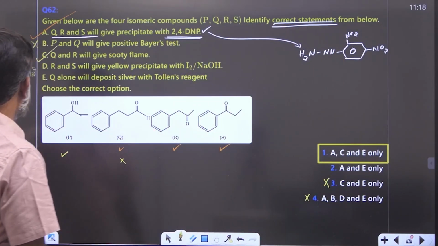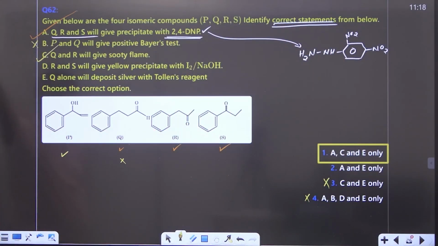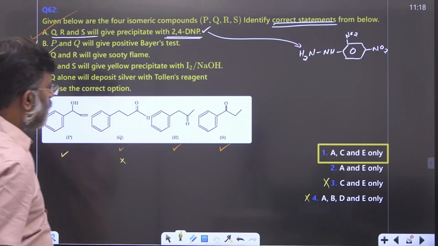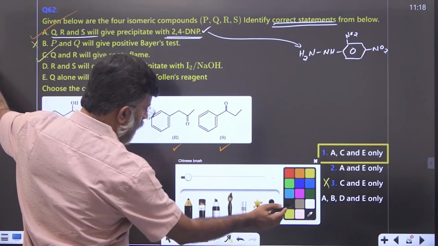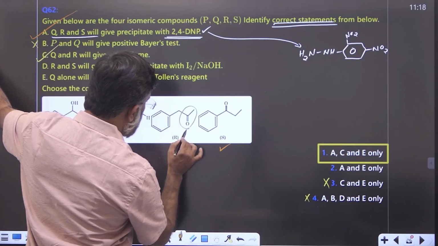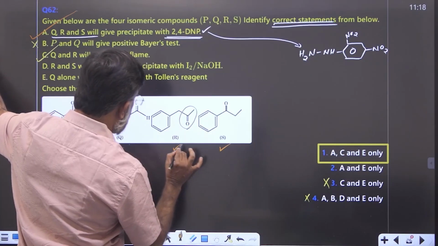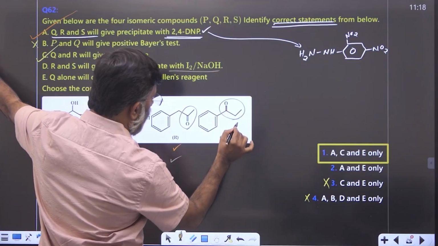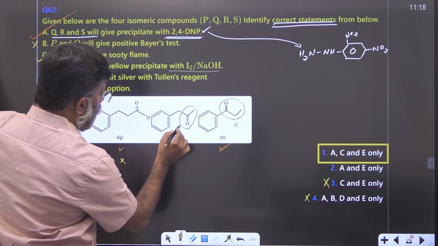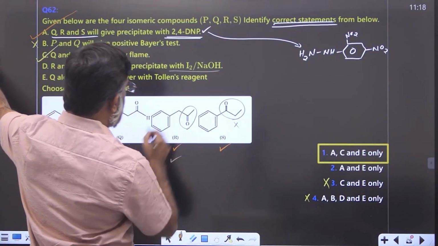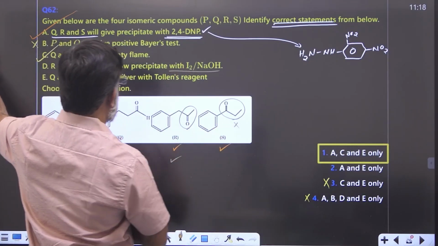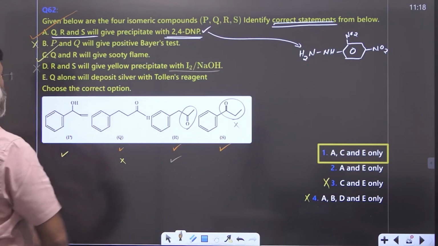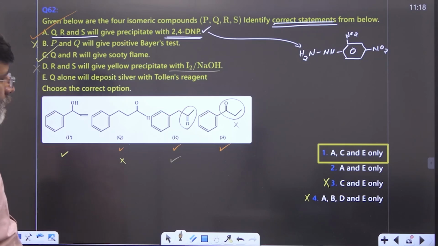ACE. What about D? R and S will give yellow precipitate with iodine and NaOH. R will give, you see, R has a methyl keto group. R will respond to this reaction. What about S? S will not respond, because it does not have a methyl keto group. R can give this reaction, S cannot. So D is a wrong statement.